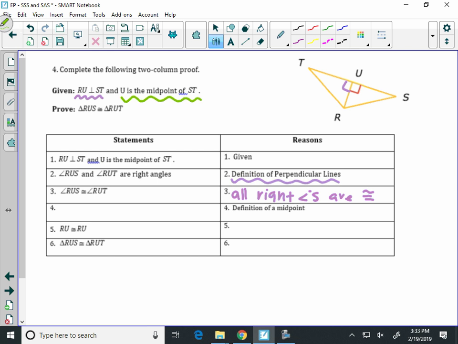We have a vocab word in our given info. So one of our reasons has to be definition of that vocab word, definition of a midpoint. We just have to fill in what that statement is. Well, if U is the midpoint of ST, that means it's directly in the middle, which means these two segments are the same. SU is congruent to TU. So I'm going to state that as my reason.